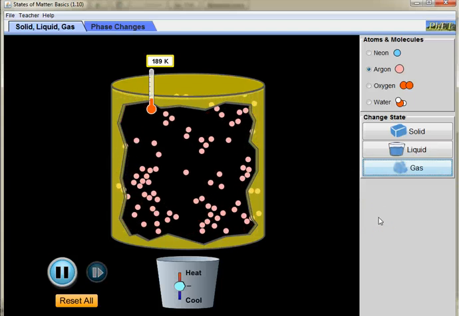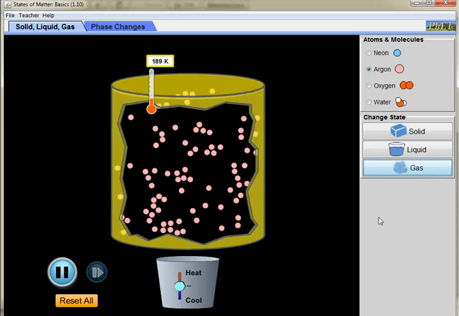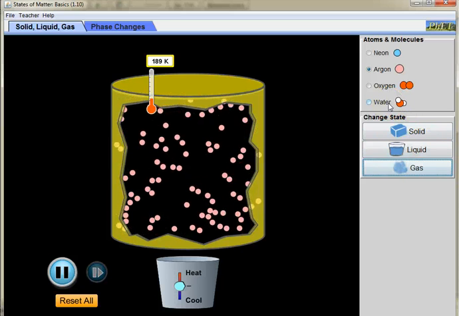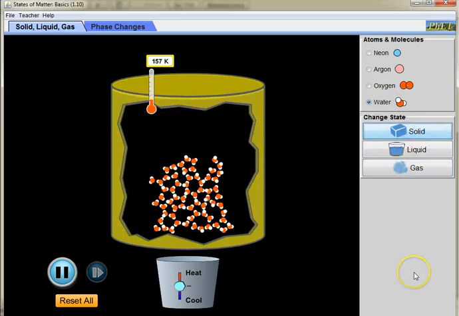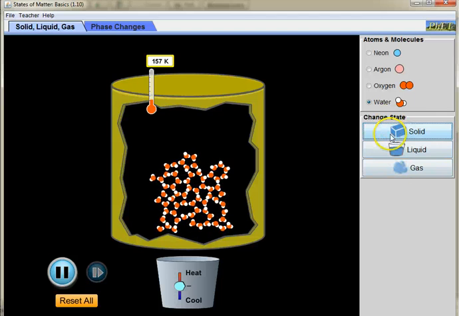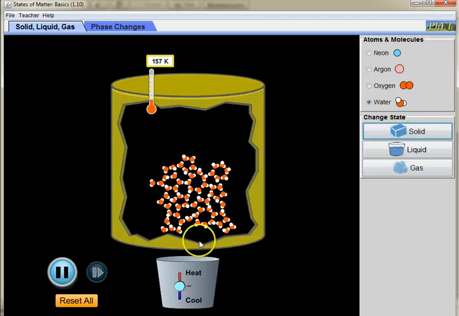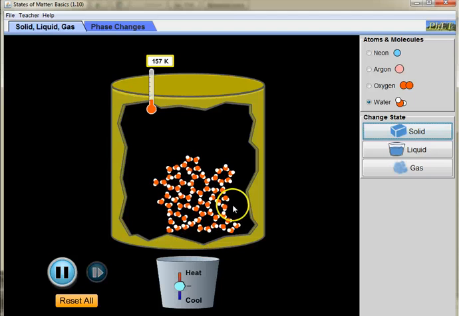Yes. All right, that's pretty good. Now let's change it to water, and make it solid. Okay, so we change it to water and make it solid. This is a solid state of water.